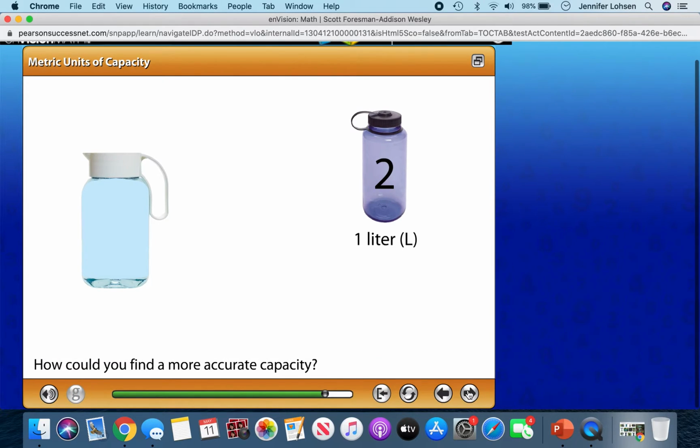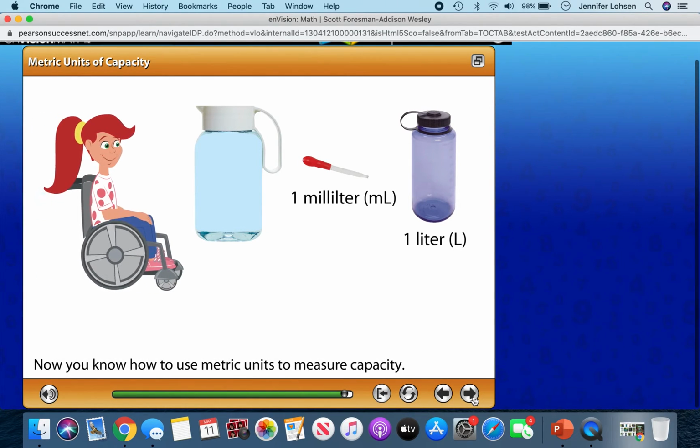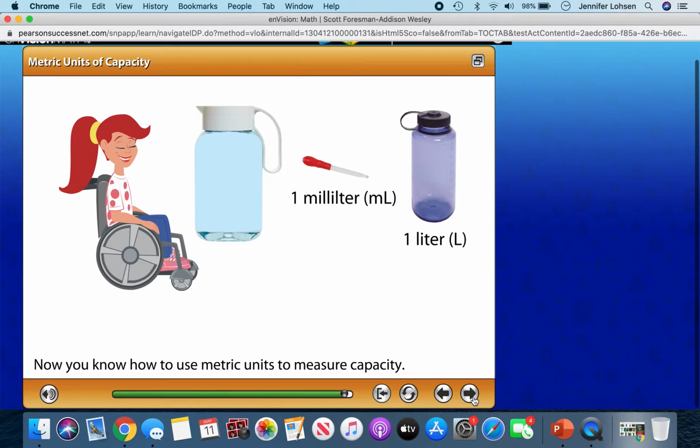How could you find a more accurate capacity? To find a more accurate capacity, use milliliters. Now, a smaller unit is always going to be more accurate because you're able to get closer to that exact number, okay? So unless it's an exact multiple of the unit that you're using, you're not going to get an exact reading, but the smaller the unit, the more accurate your reading is going to be, generally speaking. Now you know how to use metric units to measure capacity.